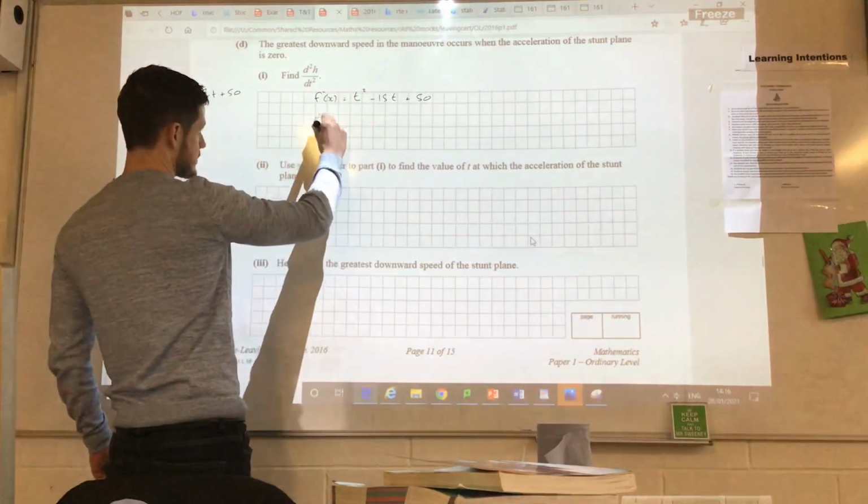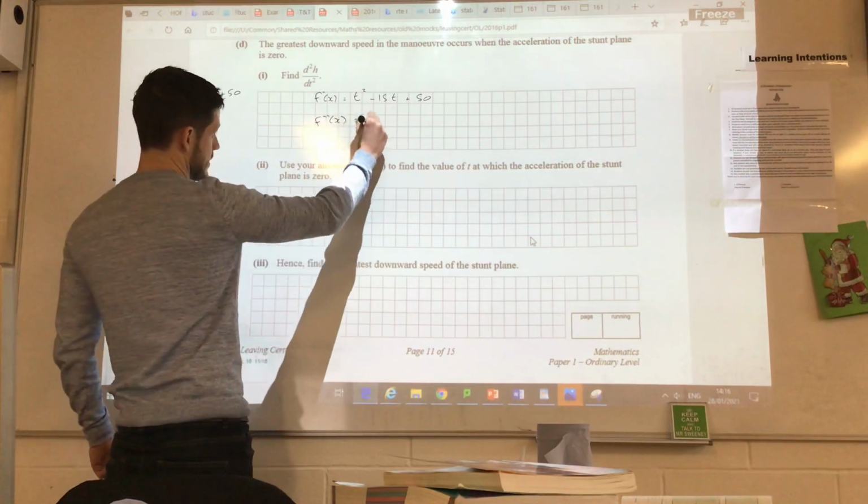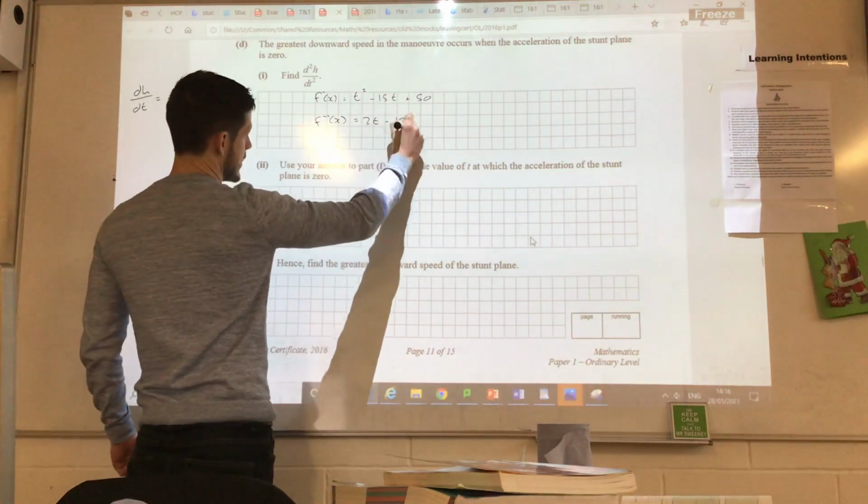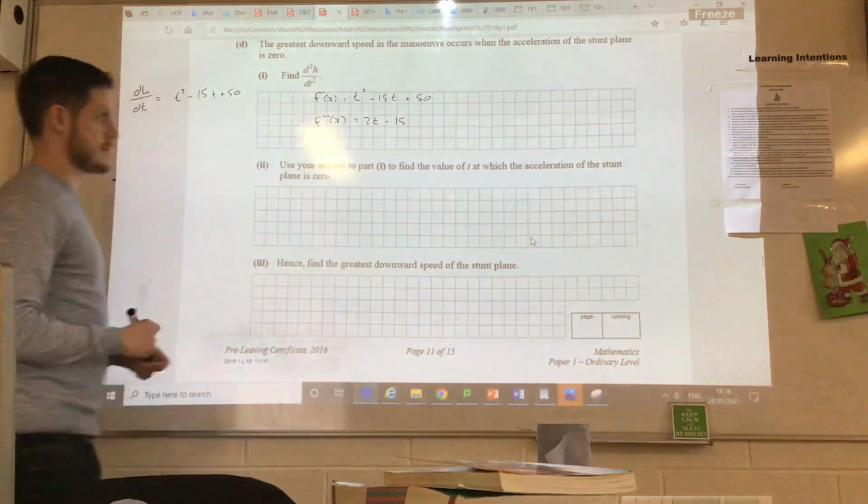We bring our 2 down. So f dash dash x is 2t. Get rid of our t there, minus 15. And the 50 goes away.